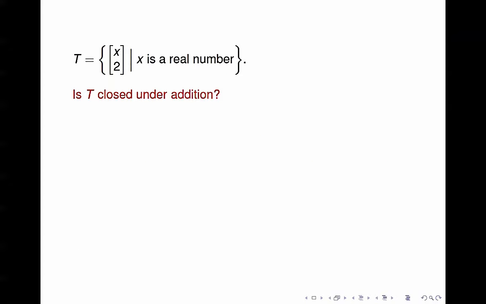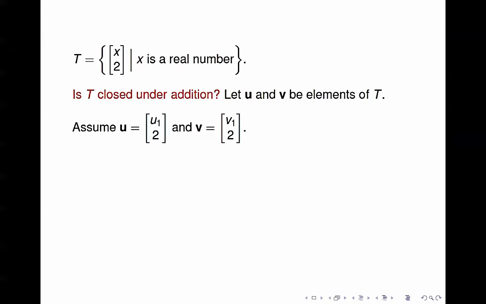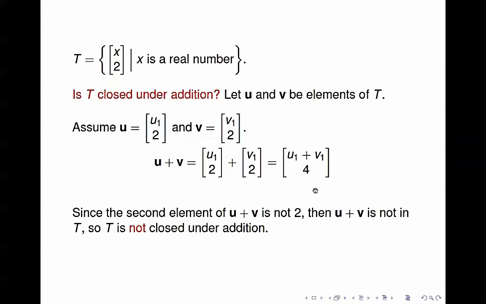So here's T again. Is it closed under addition? If I take two elements of T and add them together, do I get another element of T? Well, here's a couple of generic elements of T. If I add them together, what happens? Oops, look at that second element here. The second element in the sum of these two is a 4. So this is not in T, right? Because to be in T, your second component has to be a 2. Here it's a 4. Okay, so T is not closed under addition.